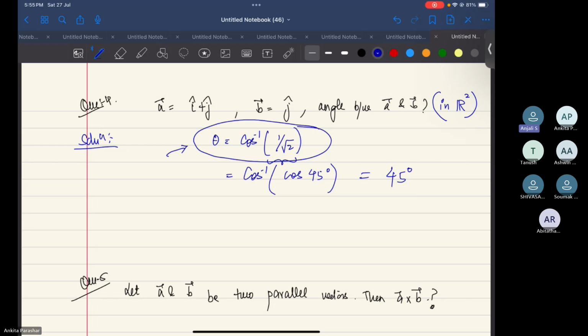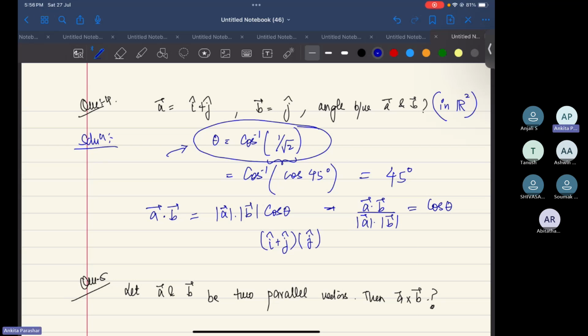Ma'am, I think I made a mistake, but I'll tell you the formula. The formula I used is the dot product. A dot B is mod A mod B cos theta. So theta turns out to be cos inverse of A dot B over mod A mod B. Exactly. And can you tell me what is the dot product of A and B? It is 1 times 0 plus 1 times 1. So it is 1.